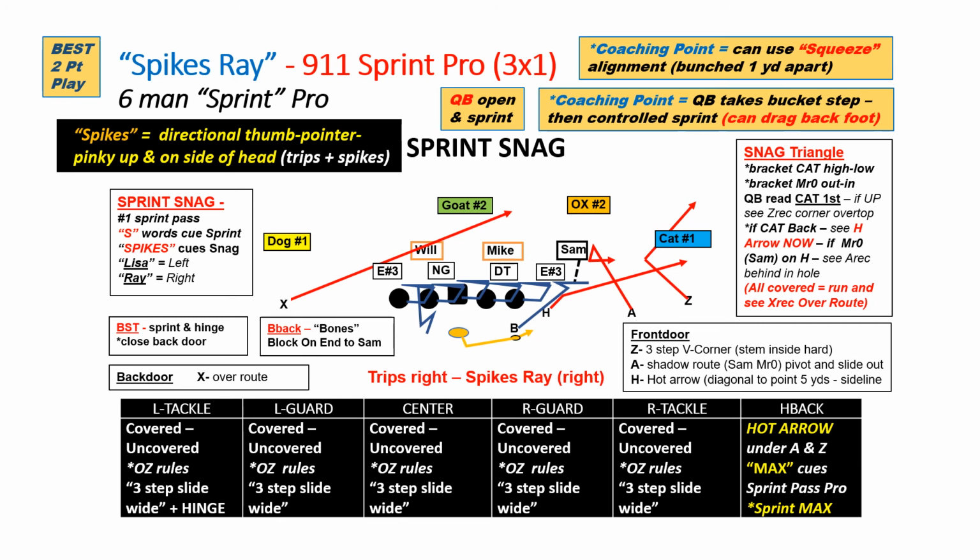Here then you can see we can use it with our sprint out pass game. Again, this would be a spikes ray. Spikes tells us we're going to run a sprint and we're going to run a snag. It's a minor league baseball team. Ray means we're doing Ozzy Pro to the right. Real simple: Z runs a 3-step quick corner, A runs a shadow pivot route, and H on the arrow. This is a snag concept where we're looking for the Z first up over top of the cat, H in the flats, then A in the hole, with the X receiver running an over route to open grass for a check down. Trips right, spikes right.